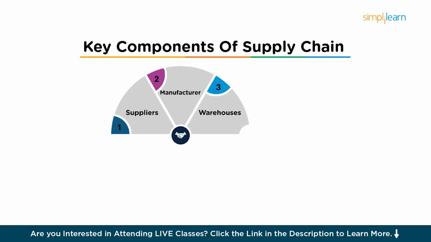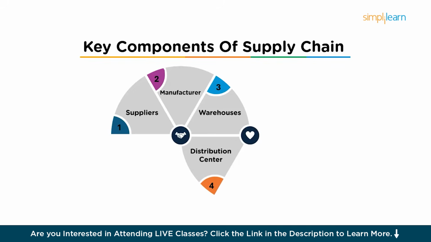The third one is warehouses. Warehouses act as storage points within the supply chain. They hold materials, intermediate products, and finished goods until they are needed further along the chain. Effective warehousing ensures that inventory is available to meet demand without overstocking, helping balance supply and demand fluctuation while reducing lead times.